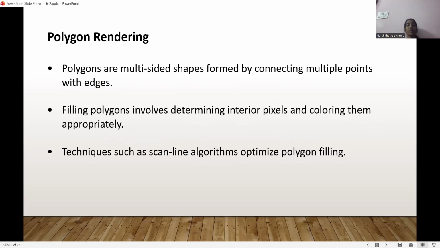Polygon rendering. Polygons are multi-sided shapes formed by connecting multiple points with edges. Filling polygons involves determining interior pixels and coloring them appropriately. Techniques such as scanline algorithms optimize polygon filling.